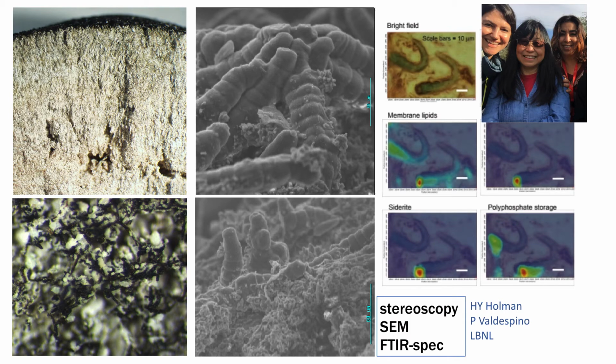And with Fourier transform infrared spectrum microscopy, in collaboration with our colleagues at the LBNL, Hoying Holman and Patricia Valdespino, we can see that the carbonate precipitation is associated with these specialized cells, heterocysts, as well as the polyphosphate storage. And so we're starting to understand functionally how the communities are being formed.